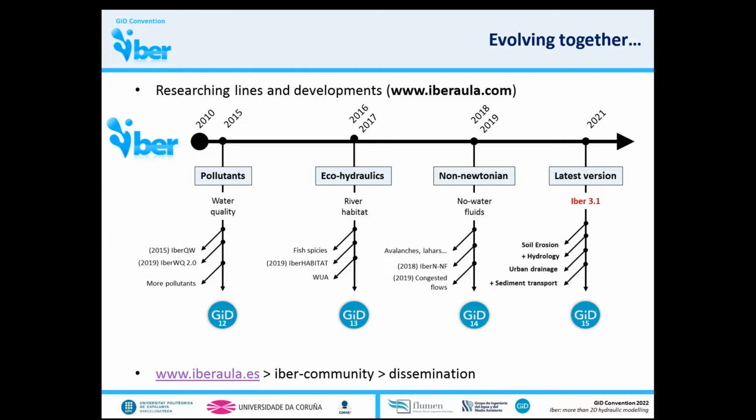For the ecohydraulic model, specific boundary inlet and post-process options were implemented to analyze the weighted usable area within the model. And the latest version, which includes important improvements of the existing models and other new models, was developed jointly with the GiD team in order to achieve a more robust and user-friendly numerical tool.